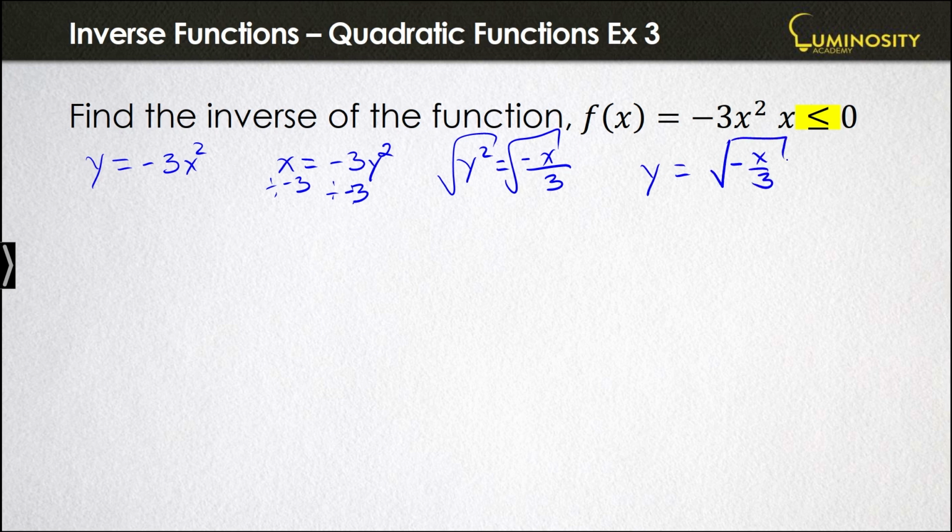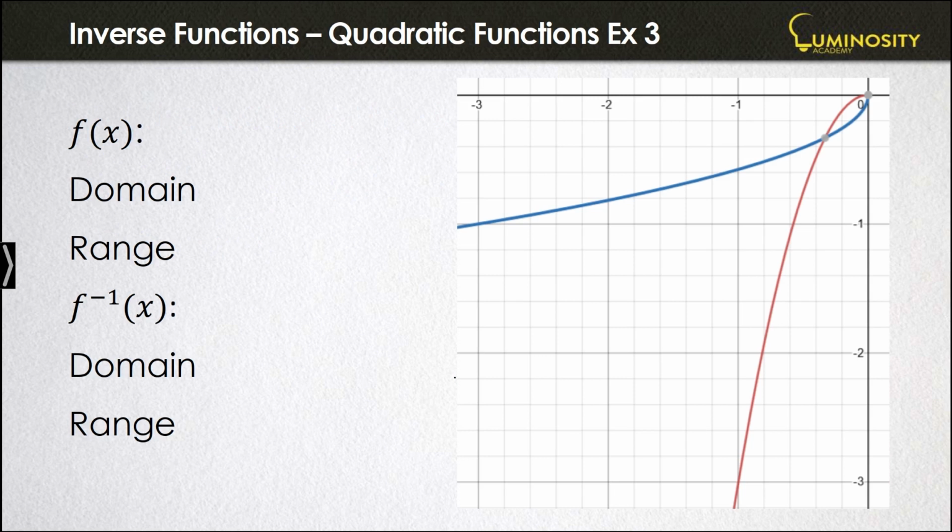And since we are using x less than or equal to 0, when we do our function notation, we're going to say it's negative square root of negative x over 3. And so this is what our inverse function becomes. So when we take a look at our graph, we can see that now, again, you can see that there's still a mirror reflection of each other about the y equals x line.